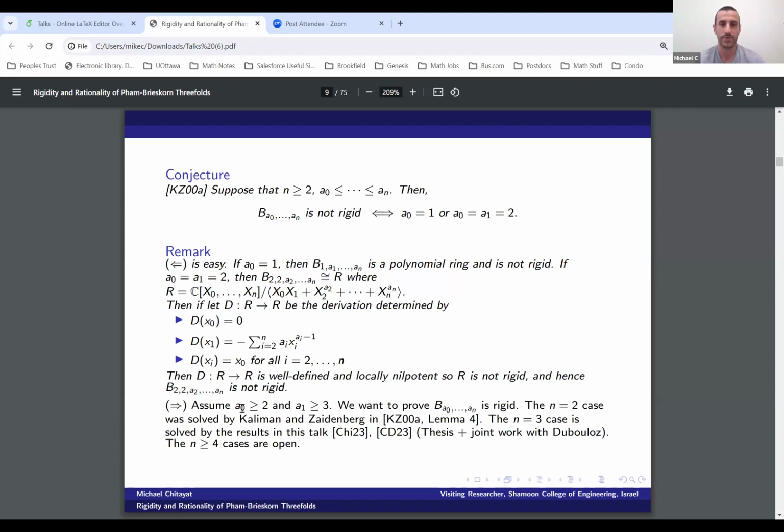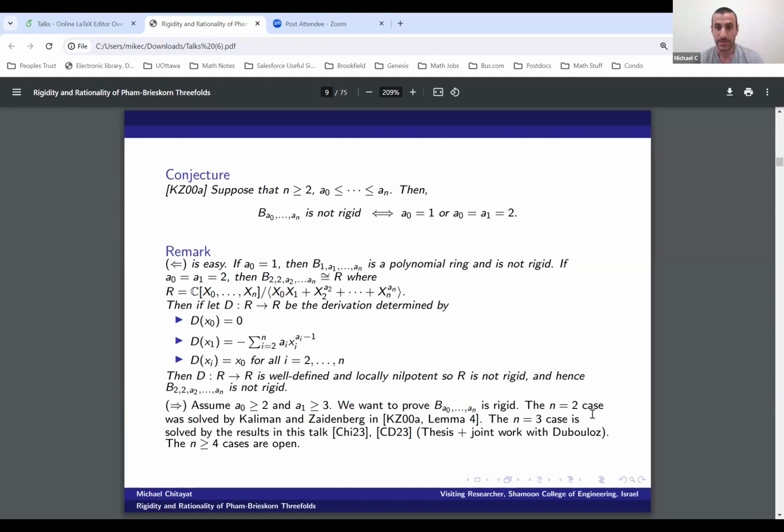So to prove the other direction, we assume that the first entry is at least 2, and the second exponent is at least 3. So A0 and A1 are not both 2. And we want to prove that our Pham-Brieskorn ring is rigid.